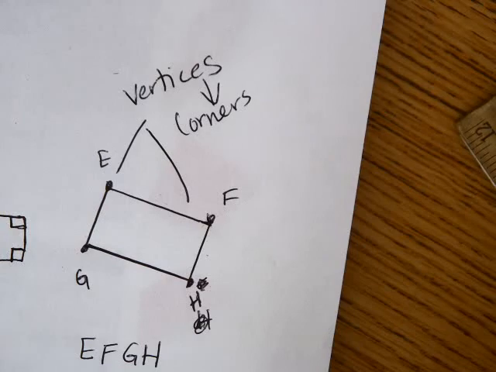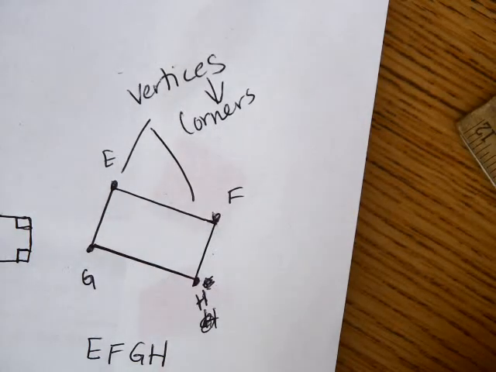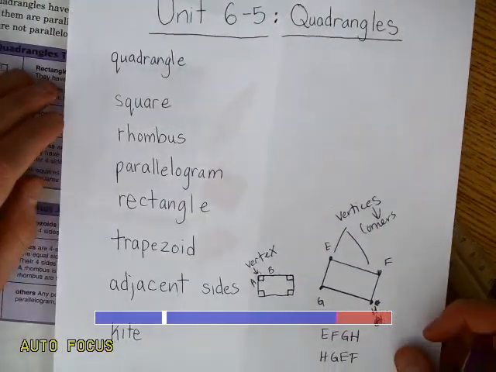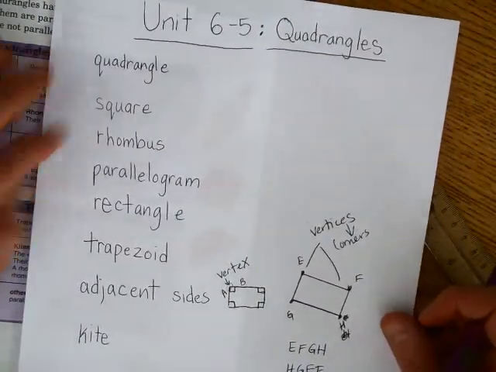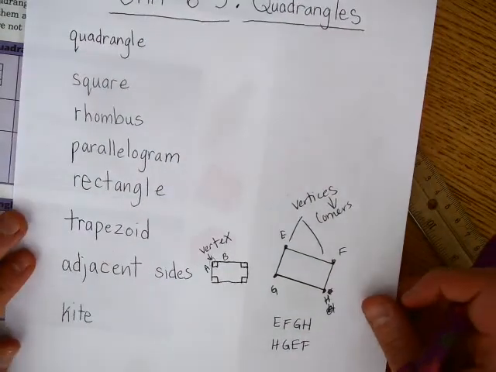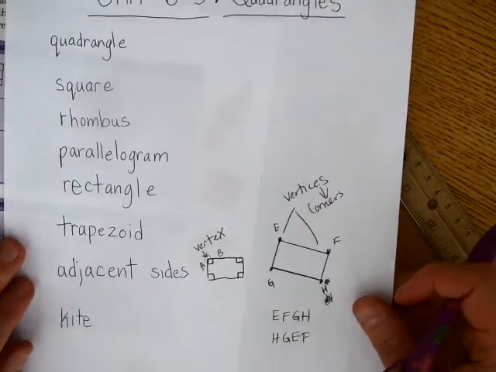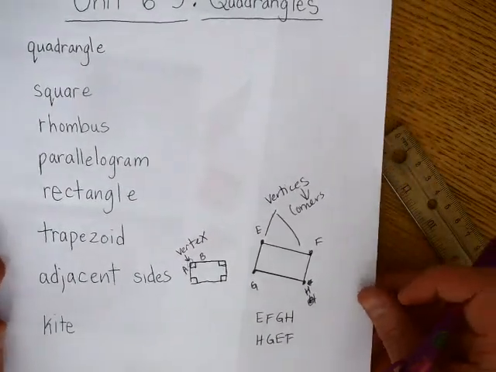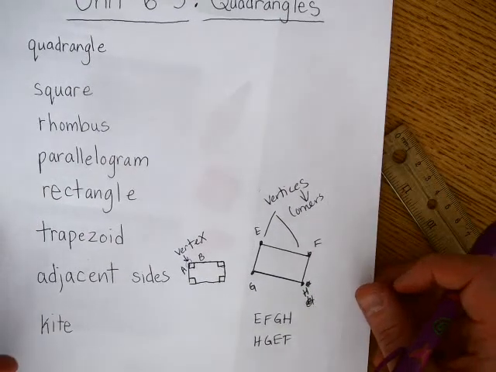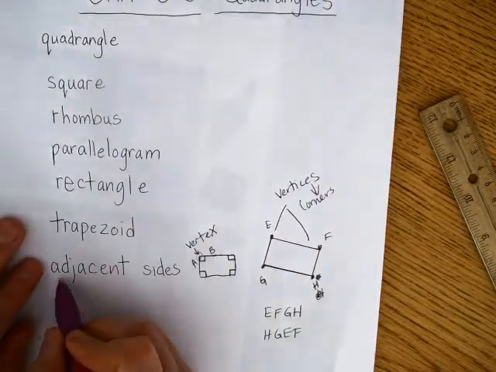As far as how you can help at home, just talk about the shapes of different things. Talk about, do you see any of these sorts of shapes in your house? Have the kids go find a quadrangle or a square or a rhombus or a parallelogram or a rectangle or a trapezoid or a kite. Just talk about what the different shapes of things are, how they're different from each other, how they're different from other shapes. You can talk about using these new vocabulary words.